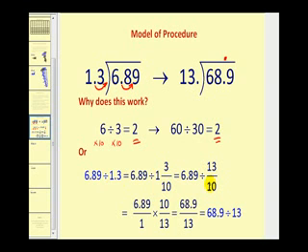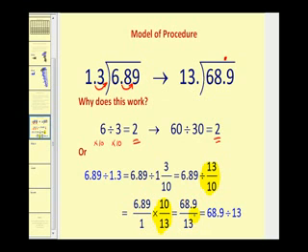Remember, when you're working with fractions, you normally multiply by the reciprocal instead of dividing. So dividing by 13/10 is the same as multiplying by 10/13. Now watch what happens when we multiply the numerators together. We have 68.9 and our denominator is 13.